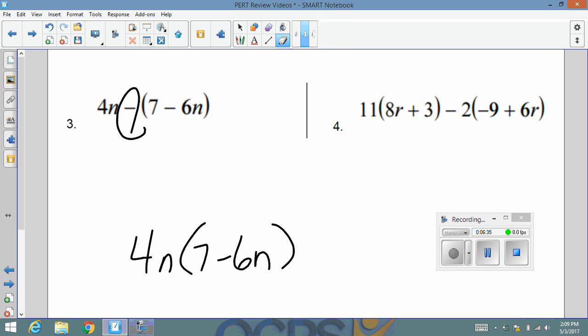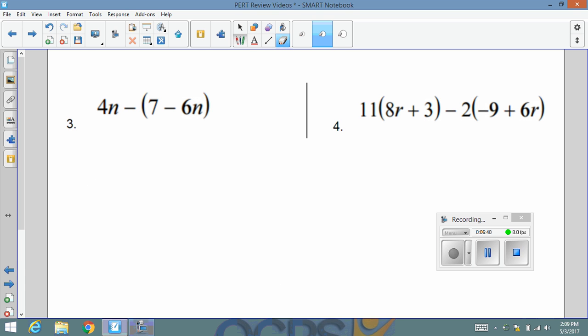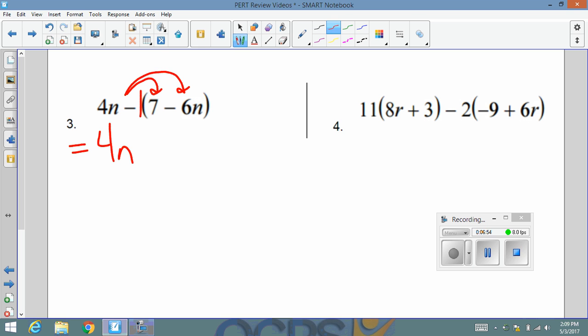I'm subtracting. So what I need to do is first remember that really what I'm doing is distributing a negative 1. So first I'm going to distribute my negative 1 inside my parentheses. When I do that, the 4n just stays there until I'm done. So negative 1 times 7 is negative 7. Negative 1 times negative 6n is a positive 6n. So distributing a negative just changes your signs.